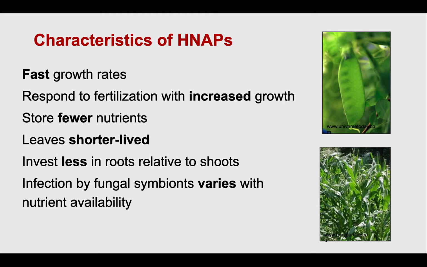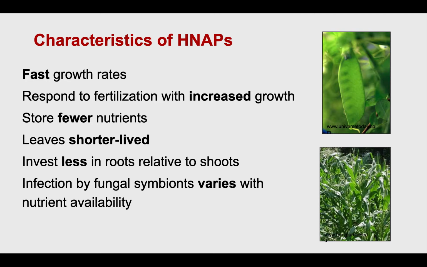So if we look at these HNAPs, I mentioned a little bit of this. They have really fast growth rates. They can grow really fast because they are not being limited by nutrients. They're going to respond to being fertilized with even more growth. If we give them more nutrients, they're going to use those nutrients up immediately and put them right into new growth. They're not going to store as many nutrients because why bother storing them if you have ample access to them? The leaves might be shorter lived.